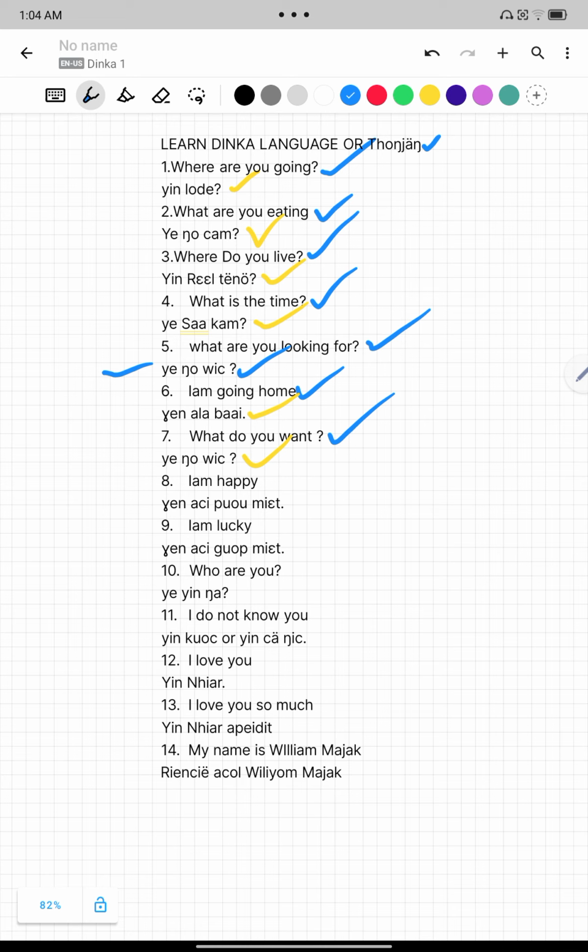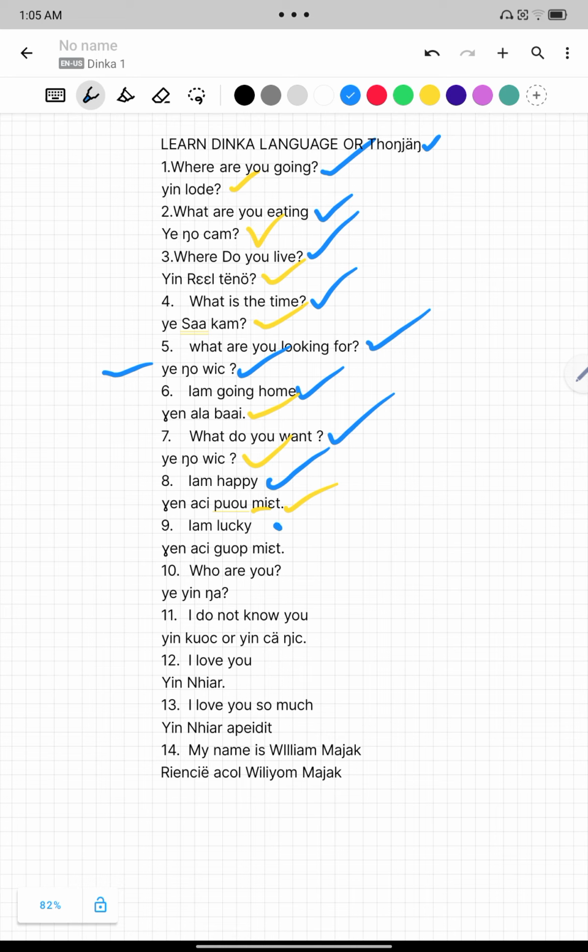Number eight. I am happy. In Dinka, you say an po miet, an po miet. Po alone means heart. Miet means content or happy, excited. So that's how we say it. I am happy means an po miet in Dinka.